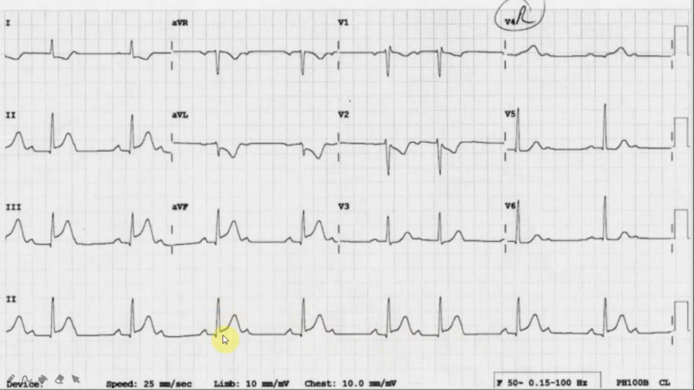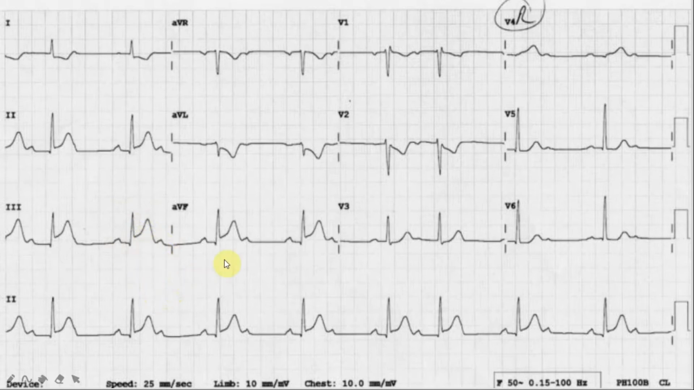The ST segments are elevated in leads 2, 3, AVF and V4R. There is reciprocal ST segment depression in leads 1, AVL, V1 and V2. This suggests an inferior myocardial infarction. More specifically, there is a right ventricular myocardial infarction, probably due to a right coronary artery block.